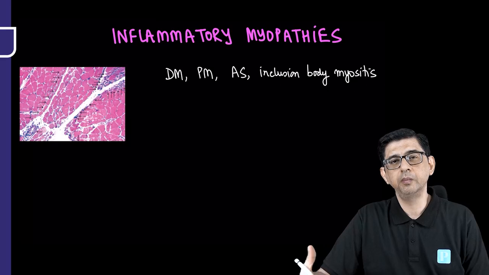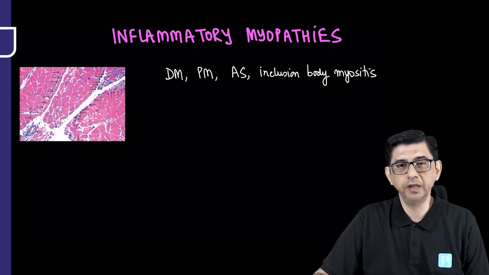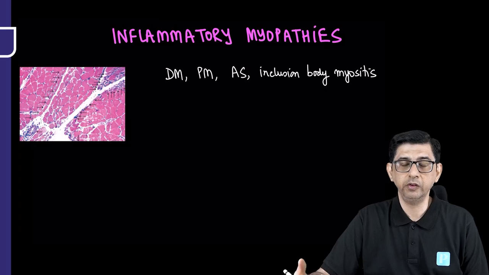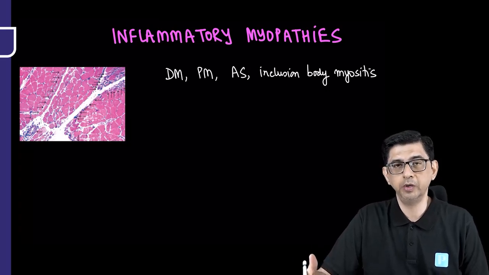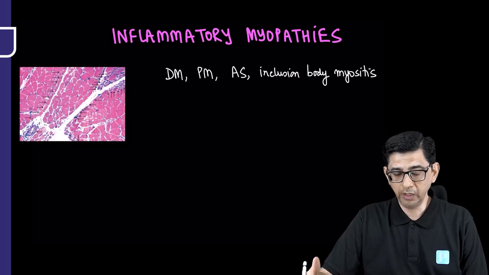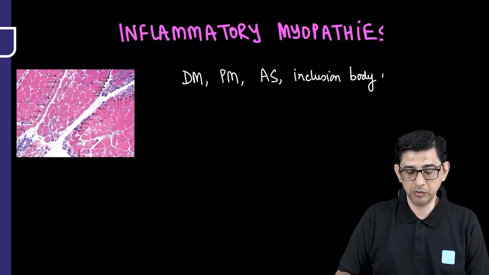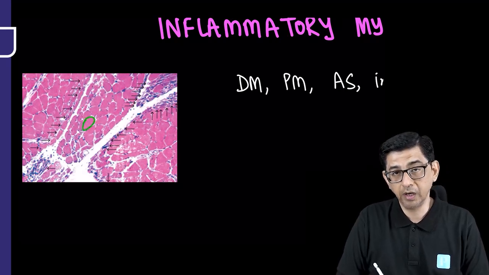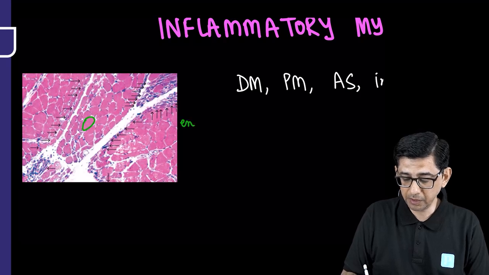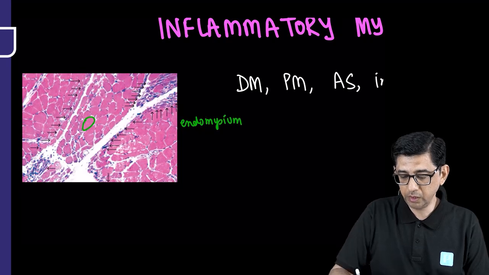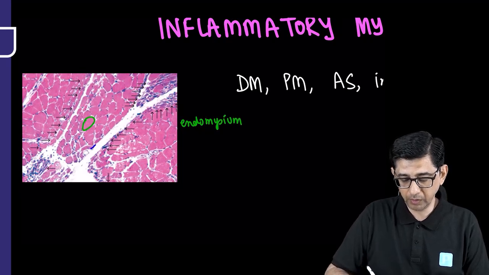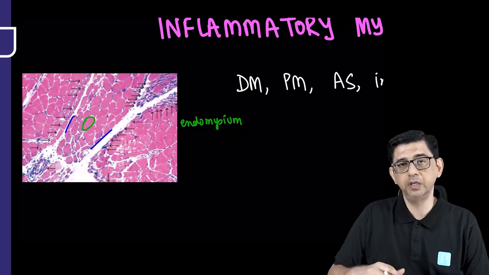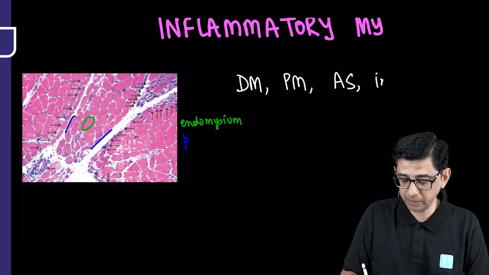Next up is inflammatory myopathies, where diseases like dermatomyositis, polymyositis, antisynthetase syndrome, and inclusion body myositis are described. Before I do that, I would also like to draw your attention to a couple of histopathological data here as well. This green marking that I've done around an individual muscle fiber would be endomysium. In contrast, the blue marking that I'm doing at the moment, around a bundle of multiple myofibrils, would be called perimysium.